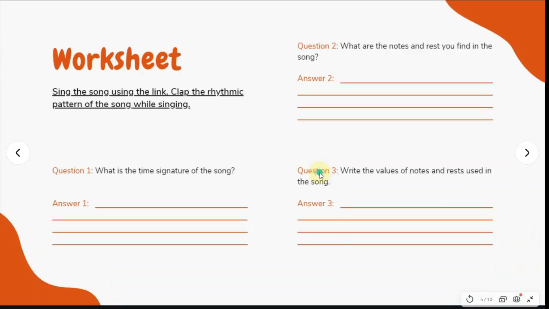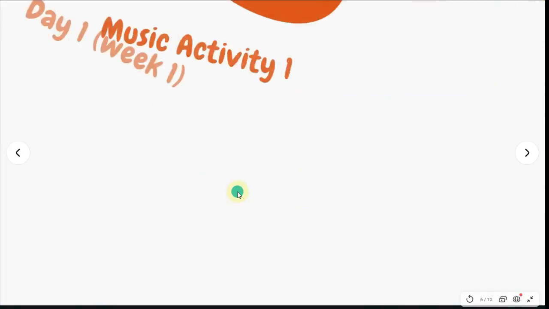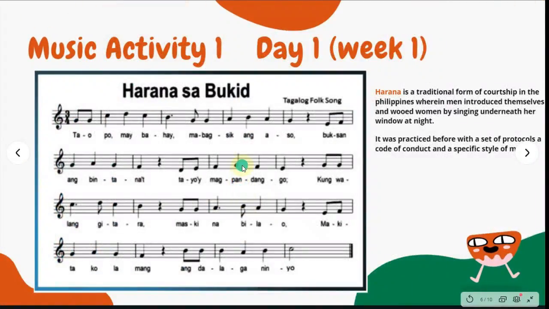Okay, so we have here the worksheet and work activity, but before that, we need to sing the song first using the link and clap the rhythmic pattern of the song while singing. Bago natin to guys sasagutan yung mga questions dito, we need to do first this activity. And we have the music activity 1, day 1, week 1. Can you read this one? This is Harana sa Bukid, Tagalog folk song.